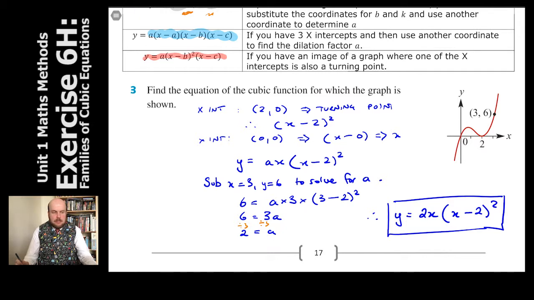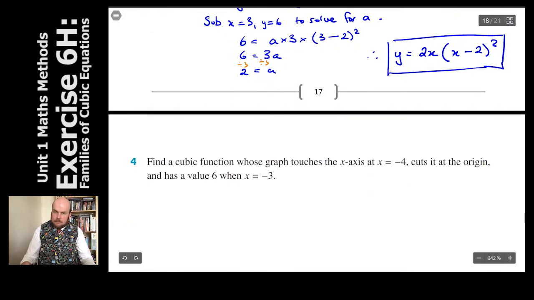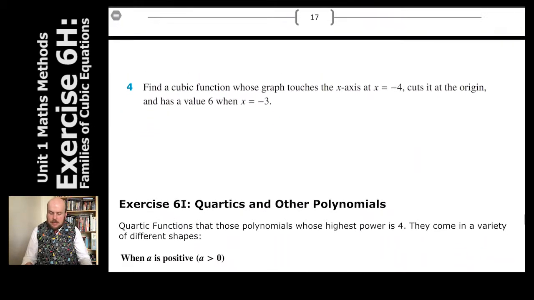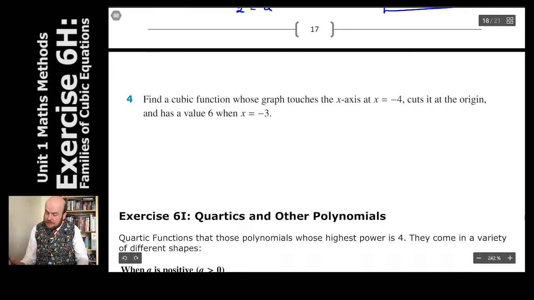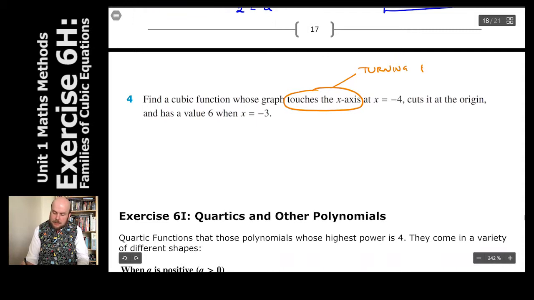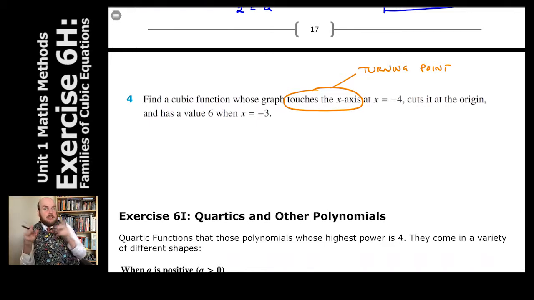So let's have a look at this next one. Find a cubic function whose graph touches the x-axis. As soon as you see the words touches the x-axis, that is a turning point. Normally, the reason I know that is that the other words they use, if it's just an x-intercept, they'll say passes through the x-axis or has an x-intercept of. So the fact that it says touches indicates it's a turning point. Although it's very vague, I understand that.